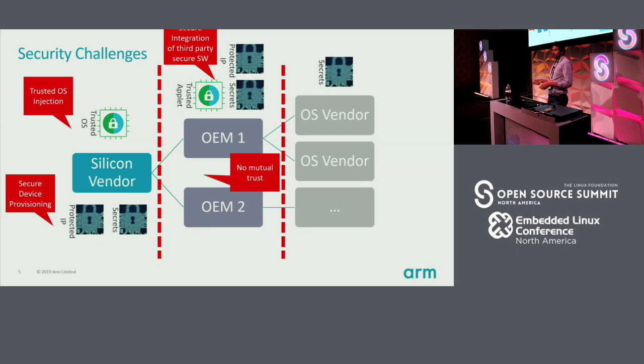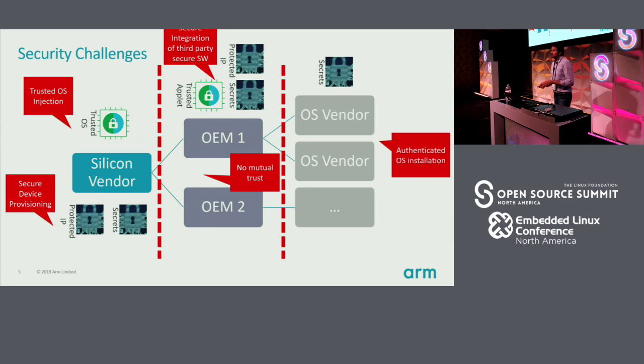Similar challenges are there when you move to the next stage. OEMs will want to provision their own secrets in a secure way. They would want to ensure the integrity of the software they install. And at the same time, two different OEMs wouldn't want to trust each other. I wonder why. And you need to have a secure way of installing the rich operating system.